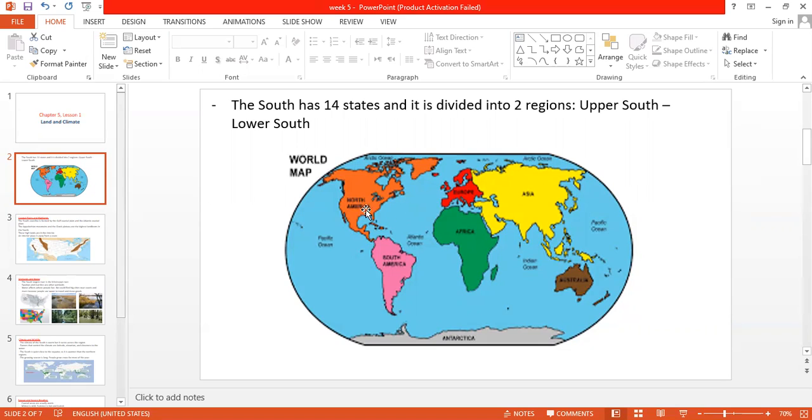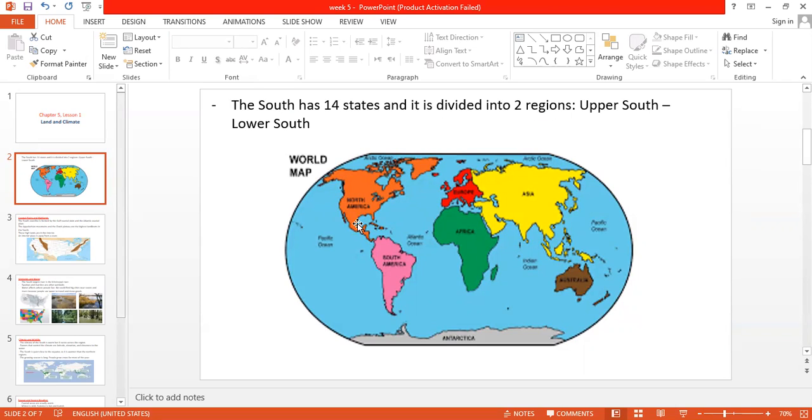Where is America? America is here in North America. North America, this is a continent. This continent has three countries. What are these three countries? The first country in the north, Canada. In the middle, America. And in the south, Spain. Okay? Canada, America, Spain. So when I ask you, where is America?